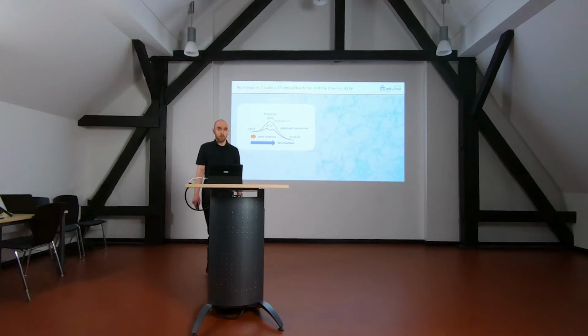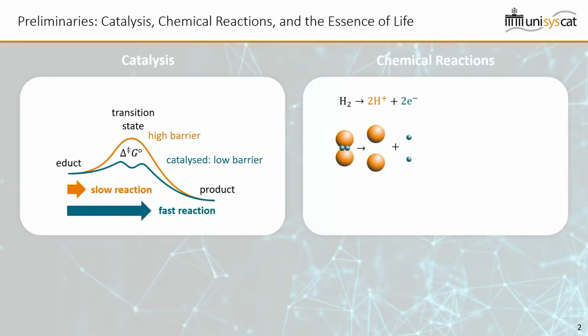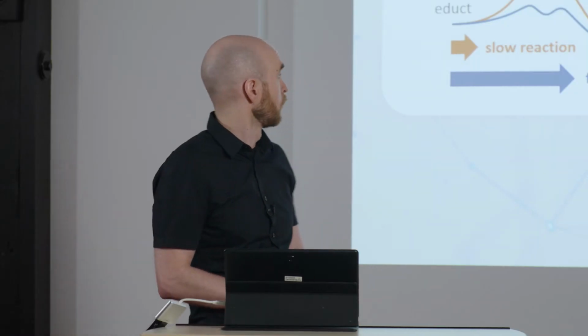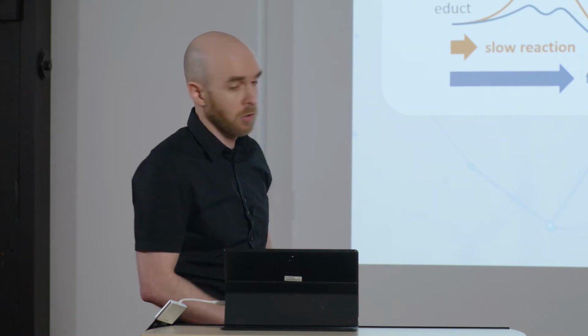This may still be a bit abstract, so let's shortly also remember the key features of chemical reactions by looking at this very simple example here: the cleavage of molecular hydrogen into protons and electrons. The first thing you can recognize is that chemical reactions in the strict sense are always concerned with the making and breaking of bonds. And this is actually what gives rise to this barrier shown here, typically.